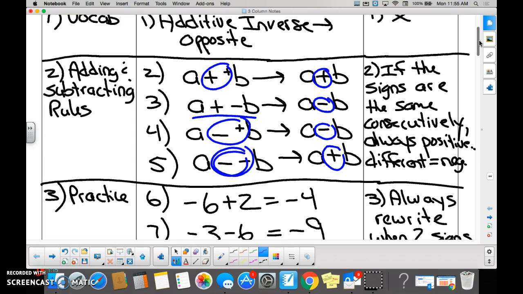If the signs are the same, you always add. Okay? The signs are the same, you always add. If the signs are different, you always subtract. Anytime you have consecutive signs, we do a rewrite, which we'll talk about in a second.